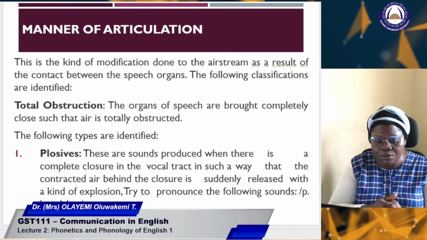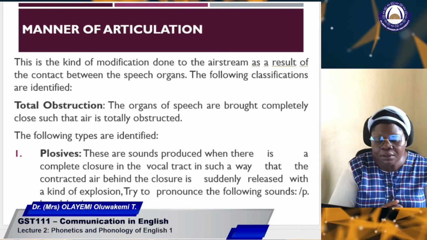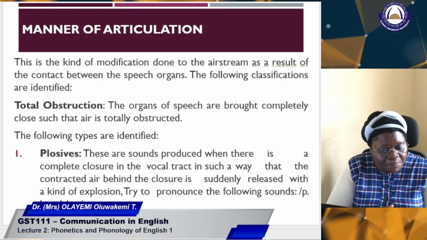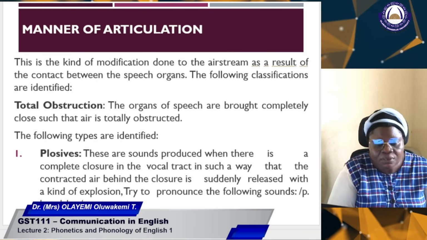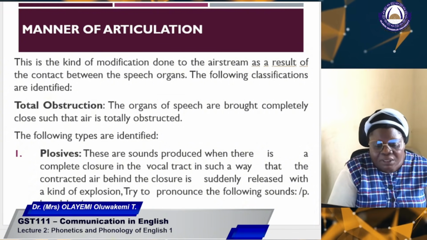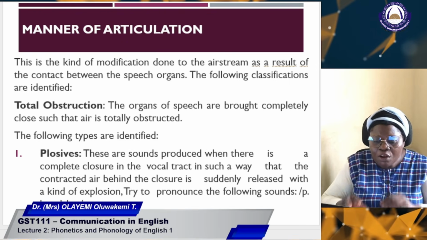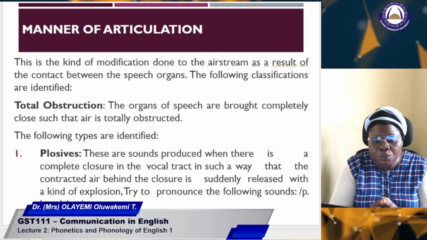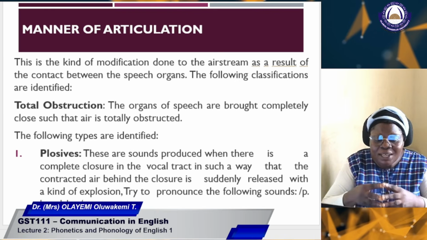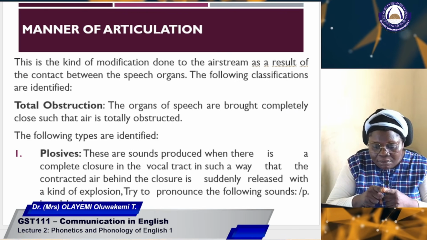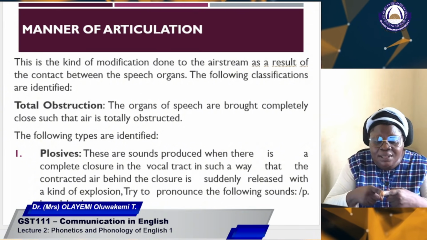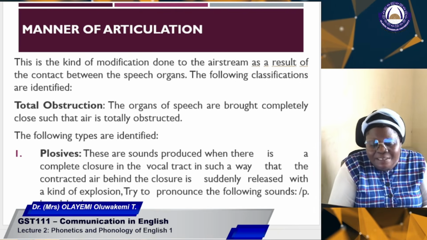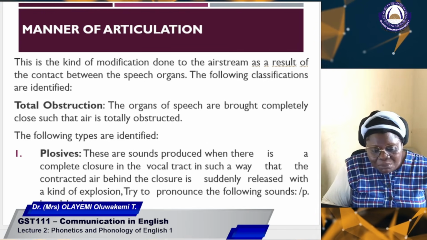So try to pronounce the following sounds and let's see. Say them after me. B in paper, B in baby, T in table, D in dog, K in kettle, G in girl. All of these sounds are pronounced in such a way that air is built up when the speech organs come together. The air is sealed off and then built up behind the speech organs. And suddenly, when there is a separation, the air rushes out. That explosion of the air gives us the word plosive sound. I want to believe that you understand what I'm trying to say there.